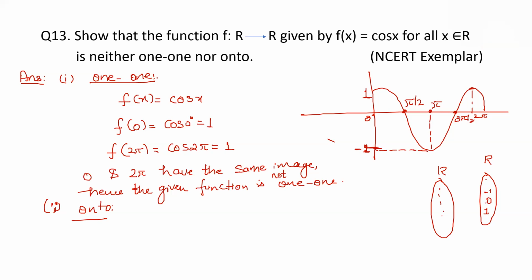If you check the second set, the second set has the real numbers. But the image you will get every time is from -1 to 1. So that means the values other than the numbers from -1 to 1 do not have their pre-images. So we can write: real numbers except -1 to 1.